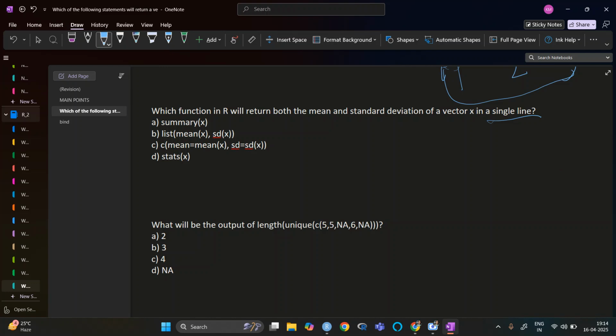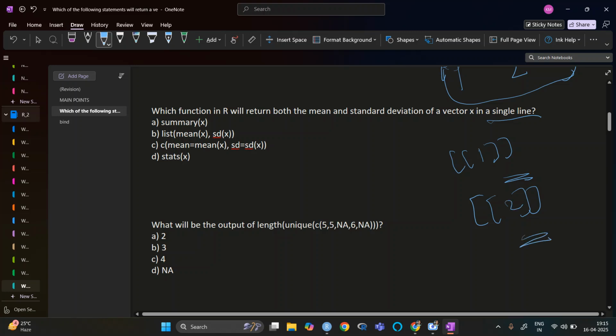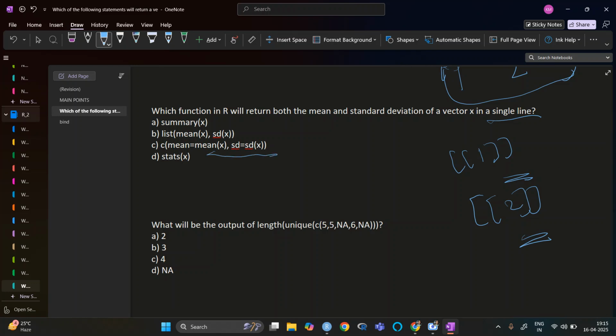The list is not it anymore, just c. So list will also give you the mean and standard deviation, as this one will come as mean and this one as standard deviation. So this is the command when you use c: mean equal to mean of x and SD equal to SD of x. It will return both mean and standard deviation of a vector x in one single line.